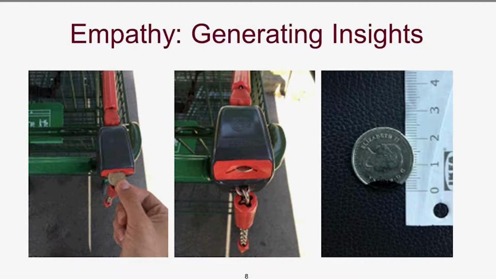So they probed a little further, and it became apparent that she'd been doing this for years, and the reason is that the grocery store she goes to, as you can see in the photo, requires the use of a coin to unlock the grocery cart. And given her RA, that was very difficult. So this was our little aha moment, and this generated a lot of the rest of the project.